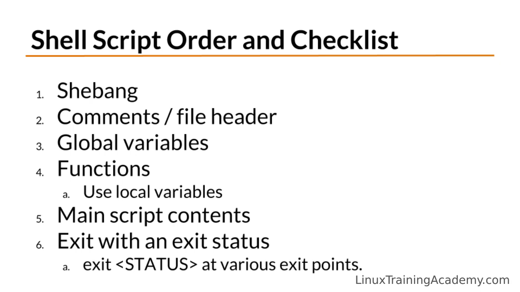Next, you should include at least a one-line comment summarizing what the script does and maybe why it exists. You can include more information if you'd like. Some people like to include information such as the original author of the script, the version of the script, etc. If you're going to be using global variables in your script, they should come next unless their value cannot be determined until a later point in your script.